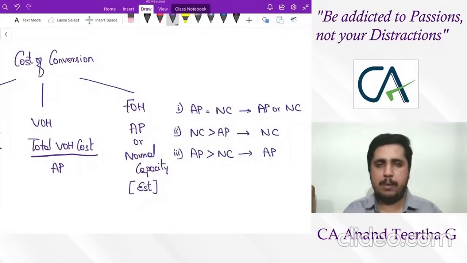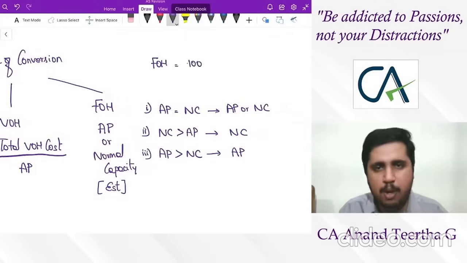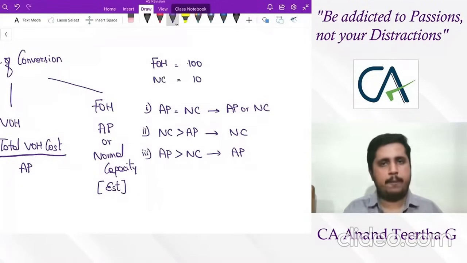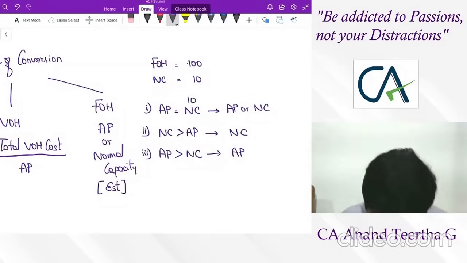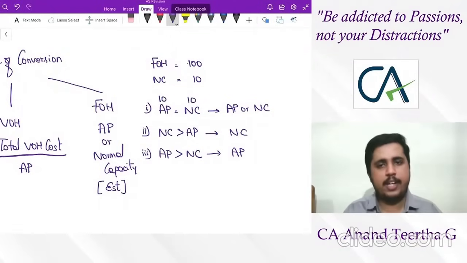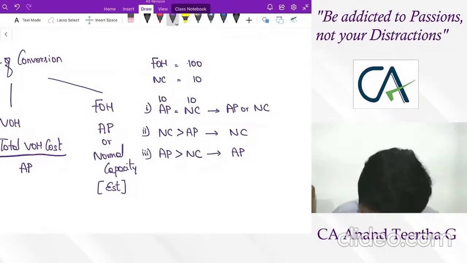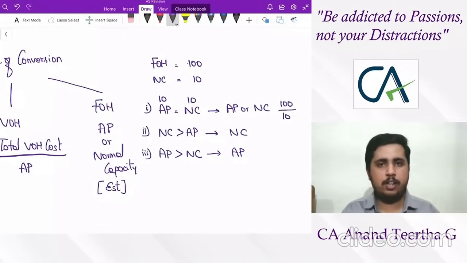Now let's take a simple example to understand what the denominator requirement will be. Let's assume that total fixed overhead cost is 100 rupees. I'll take a small amount so that it becomes easy for us to understand, and say normal capacity is 10. In the first situation, if actual production is equal to normal capacity, then actual production is also 10. At that time, the denominator can be any of them. So you calculate 100 divided by 10. That's how you calculate fixed overhead cost per unit.